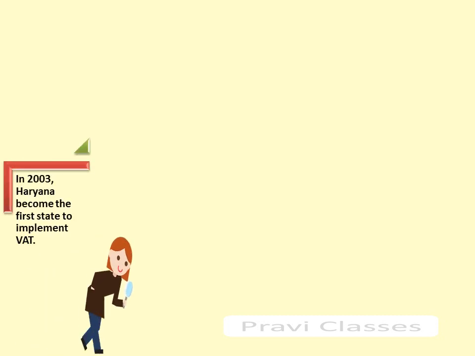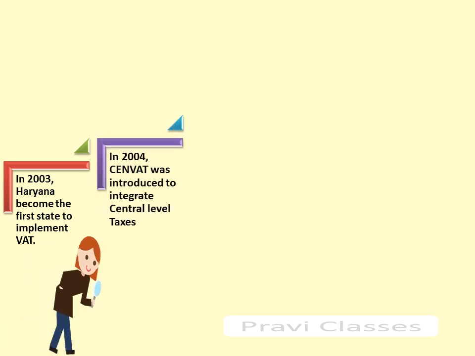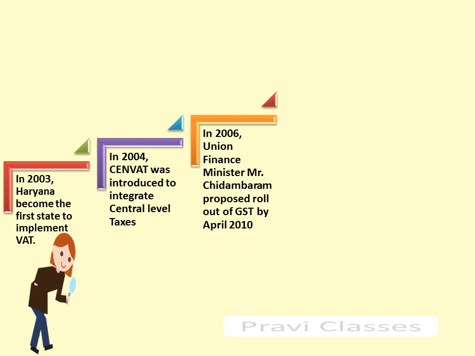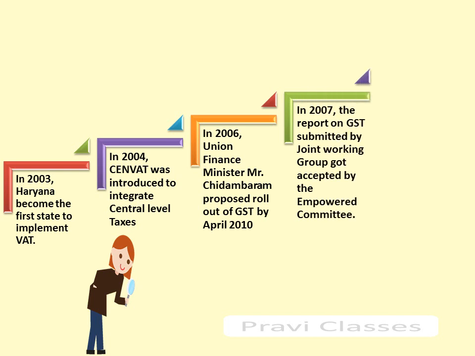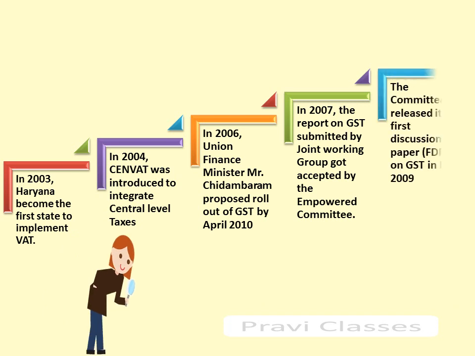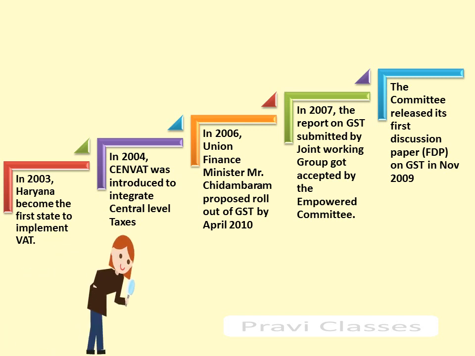In 2003, Haryana became the first state to implement VAT. In 2004, SENVAT was introduced to integrate central level taxes. In 2006, Union Finance Minister Mr. Chidambaram proposed rollout of GST by April 2010. In 2007, the report on GST submitted by the Joint Working Group got accepted by the Empowered Committee. The committee released its first discussion paper, FDP, on GST in November 2009.